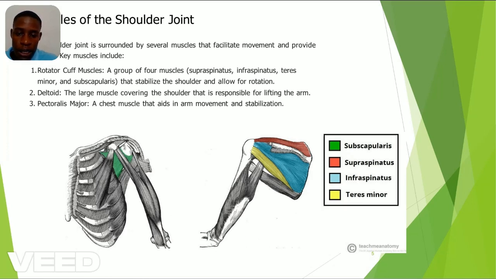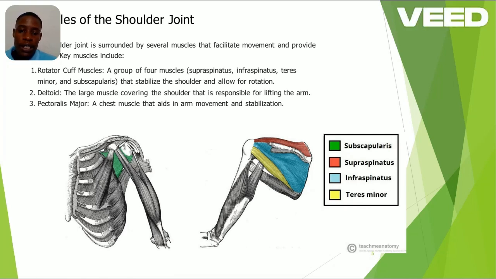So the muscles at the shoulder joint. We have the rotator cuff muscles, which is a group of four muscles: the supraspinatus, the infraspinatus, the teres minor, and the subscapularis, which help in stabilization and allow rotation of the shoulder. We've also got the deltoid muscle, which is the muscle that covers the shoulder and is responsible for lifting the arm. And we've also got the pectoralis major, which is the muscle on the chest that aids in the arm movement and stabilization.